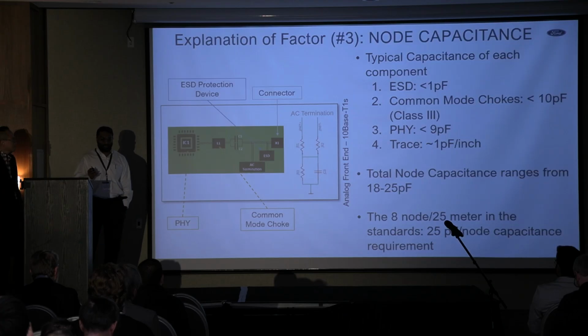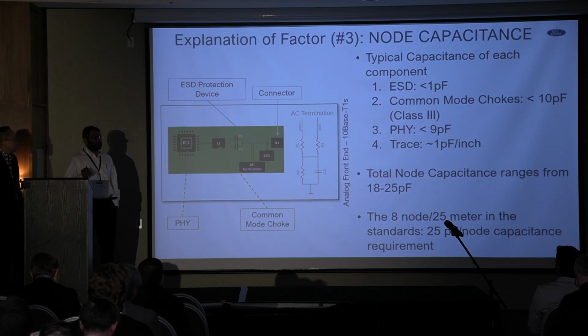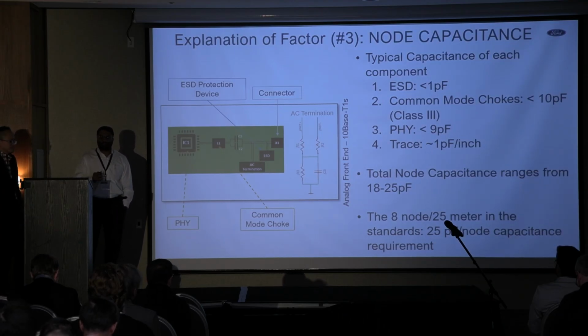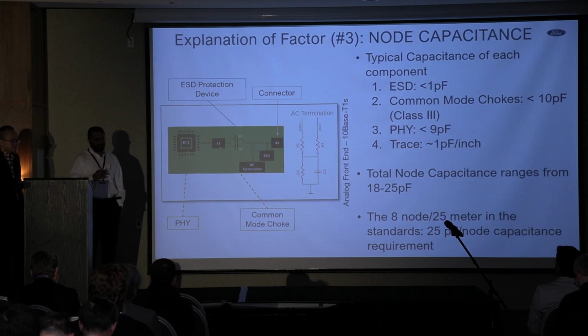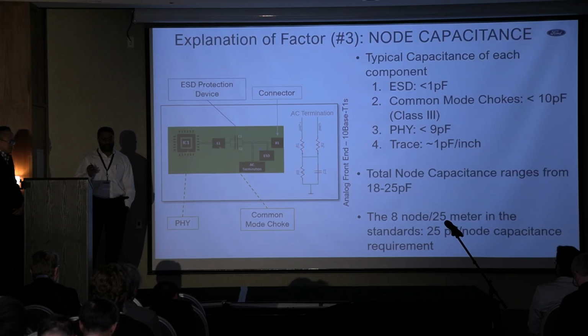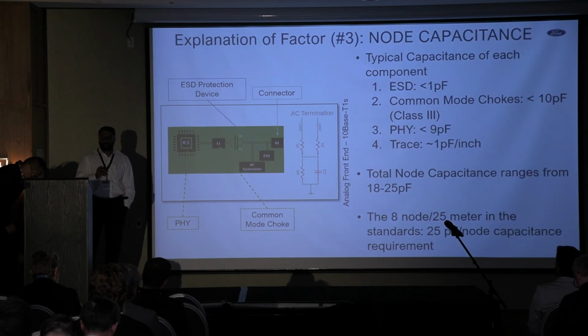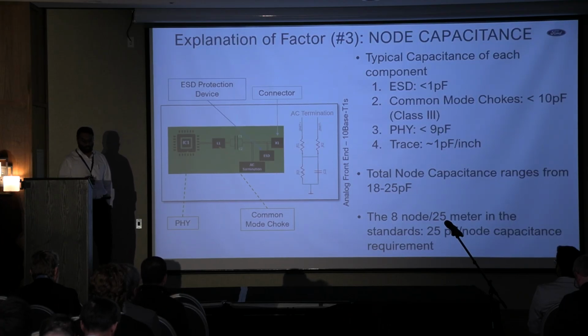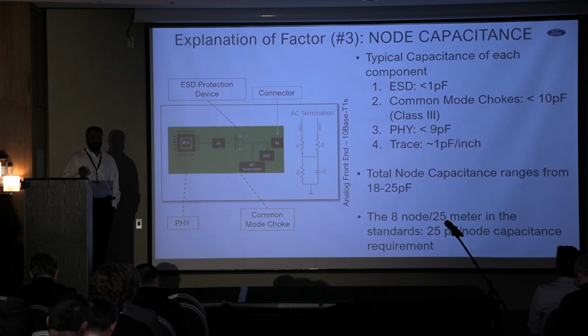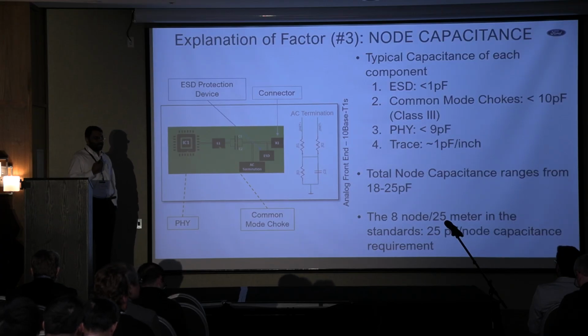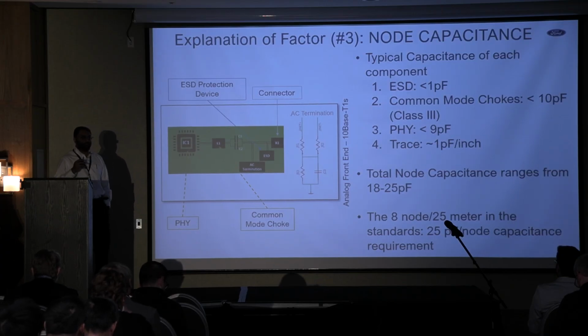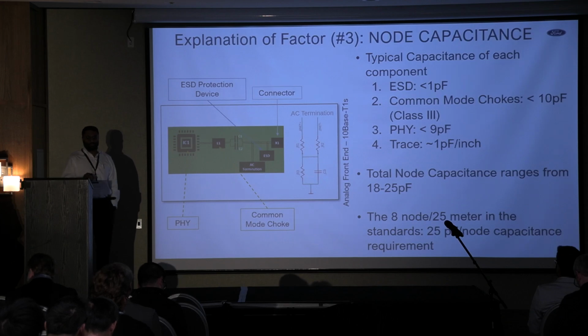The PHY can be less than 9 picofarads. Again, it all depends on the vendor. We've seen differences between vendors for the 10Base-T1S PHYs, where the capacitance of the PHY itself can vary. And the trace is 1 picofarad per inch. So we've come up with a number of between 18 and 25 picofarads as the node capacitance that we would be aiming for. And as we know, in IEEE, when the standards were defined, the 8-node count was based on the assumption of a 25 picofarad node capacitance.